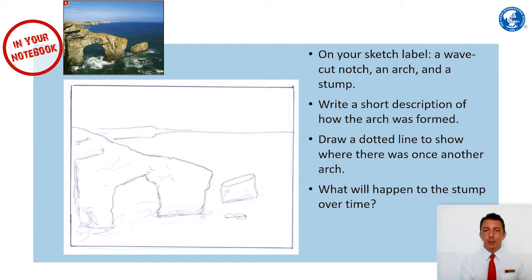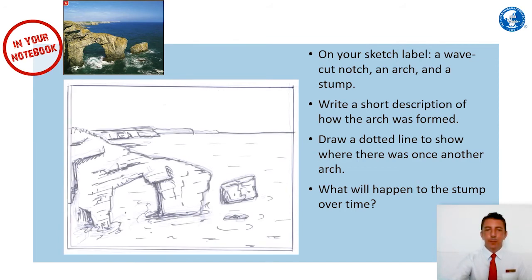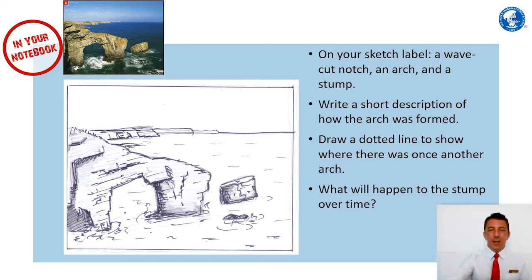So here's a sketch that I drew. First, I just did a simple pencil outline. Then I went over it with black pen to show texture and to highlight the shapes of the features. And then I added a little more shading for some 3D effect. So that's my sketch. Now I need to label. First one, the wave-cut notch, we can see down here. Here is the arch, the stack, and the stump.